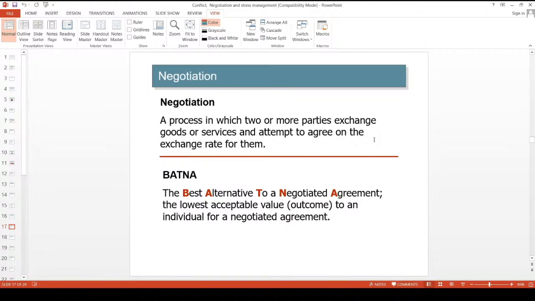Now, if the two parties are not able to have a concise situation which may be satisfied or agreed upon by both the parties, then we try to have the lowest acceptable value which may be acceptable to us and which may be accepted by the other party. So that situation is termed as the best alternative to a negotiated agreement.